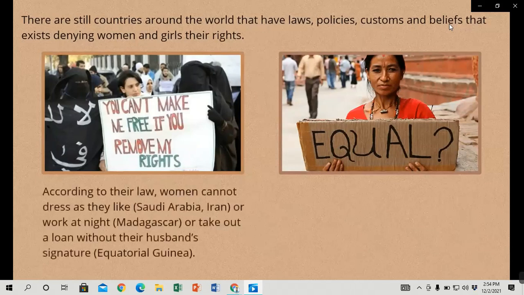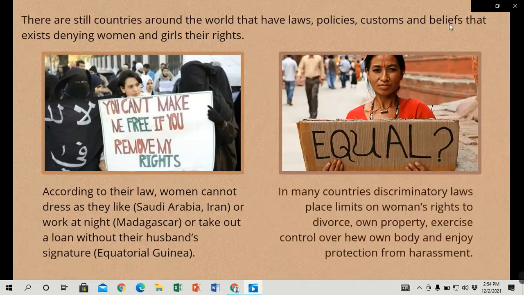So one of these is on the issues of the rights of women. According to their law, women cannot dress as they like, especially in countries like Saudi Arabia or Iran, or even work at night in countries like Madagascar, or take out a loan without their husband's signature, as happened in the country of Equatorial Guinea. These examples of the issues happening to women are a manifestation that gender discrimination is still present until now.